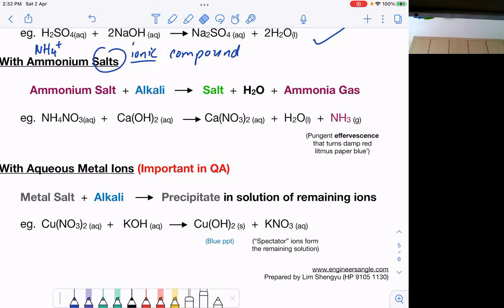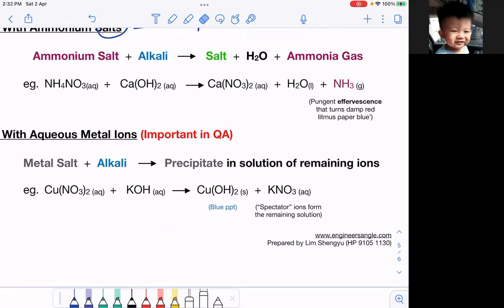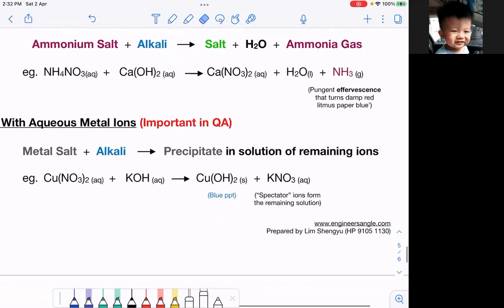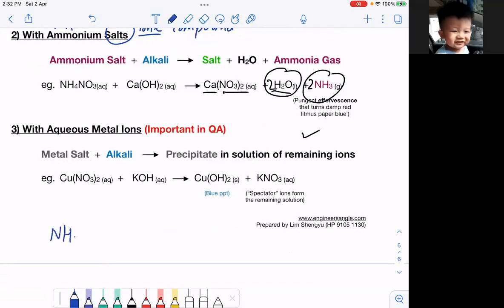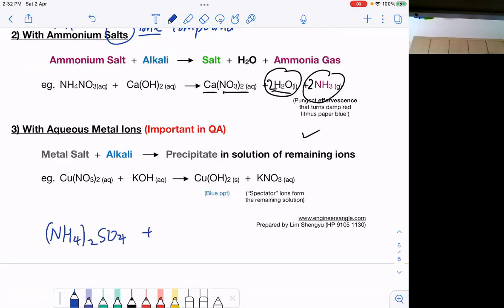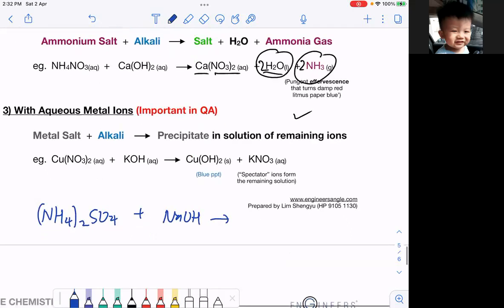I can't balance it. Can you show me ammonium sulfate? Okay, sorry, let me write it down. Ammonium sulfate is your original, is it? You start with ammonium sulfate, yes. So you should have this, plus what's alkaline? Sodium hydroxide. Okay, you should get the same thing: water, ammonia. Then the salt is sodium sulfate. You should have this.